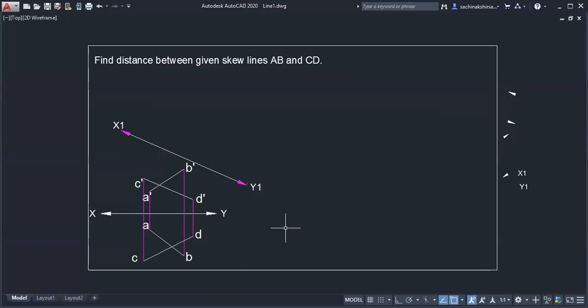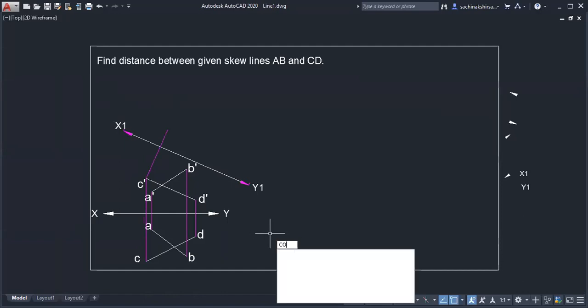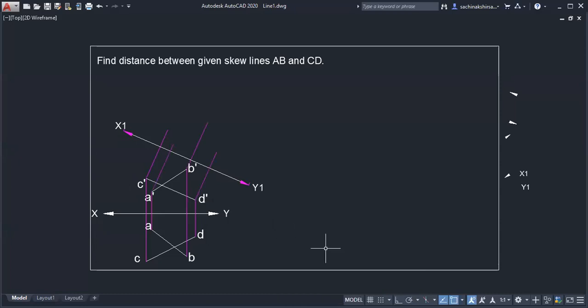Once we have drawn the parallel reference line, what is our aim? What is our procedure generally? Draw the projector lines. And how should the projector lines be? Perpendicular to the reference line. So in this way I should draw the projector from all the points: from this point, this, and this.